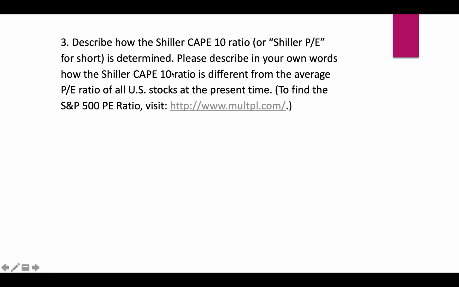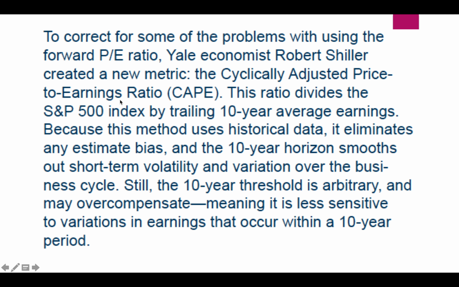Describe how the Shiller PE ratio is determined. Describe it in your own words. Well, it basically takes the current price of the S&P 500 index divided by the trailing 10-year average earnings, but those average earnings are adjusted for inflation. So earnings from 10 years ago are adjusted upward for inflation, and so are earnings from 9 years ago and 8 years ago.